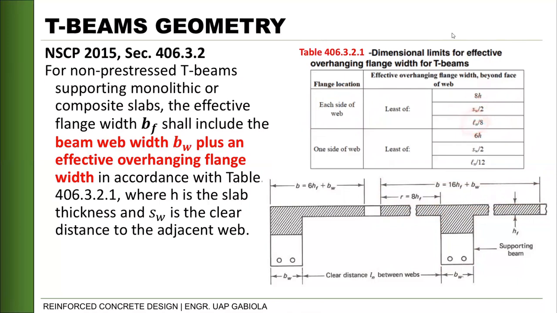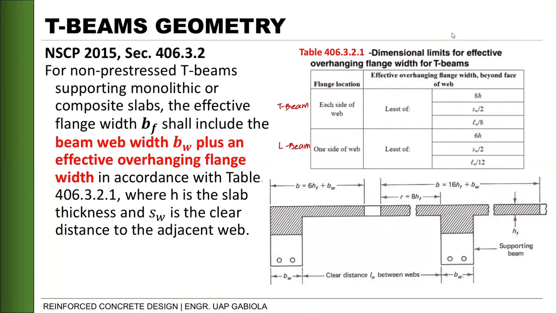Okay? And then from the other row, yung one side, so ibig sabihin para sa L-beam, so kapag given tayo ng L-beam, ayan naman, ano? So, one portion lang, kaya ito yung gagamitin nating values. Okay? So, may list of 6h, sw over 2, or ln over 12. Okay? And, paano ginagamit yan? So, dito, by the first one, consider natin tong T-beam na portion. So, ilagay lang natin, this is for T-beam, and this is for L-beam.